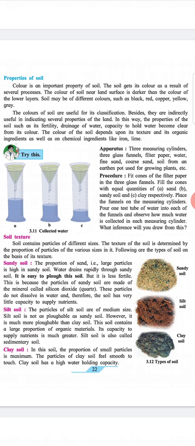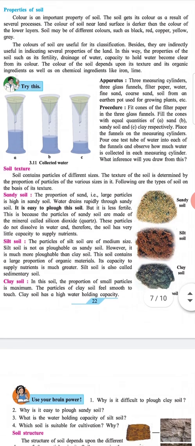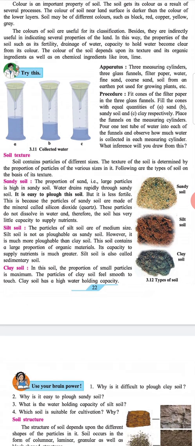Color is an important property of soil. The soil gets its color as a result of several processes. The color of the soil near the land surface is darker than the color of the lower layers. Soil may be of different colors such as black, red, copper, yellow, grey. The colors of the soil are useful for its classification. Besides, they are indirectly useful in indicating several properties of the land. In this way, the properties of the soil, such as fertility, drainage of water, capacity to hold water, become clear from its color. The color of the soil depends upon its texture and its organic ingredients as well as on chemical ingredients like iron, lime.